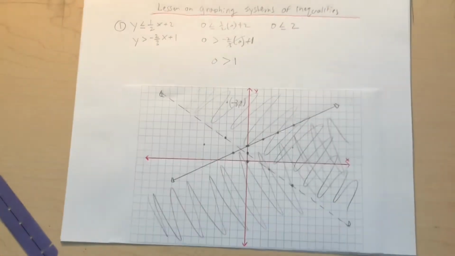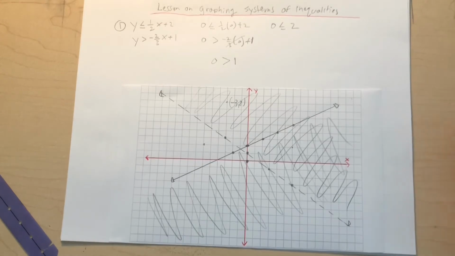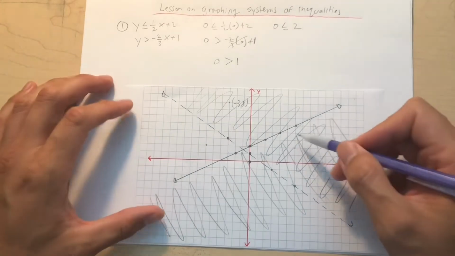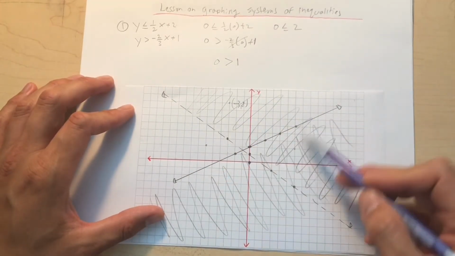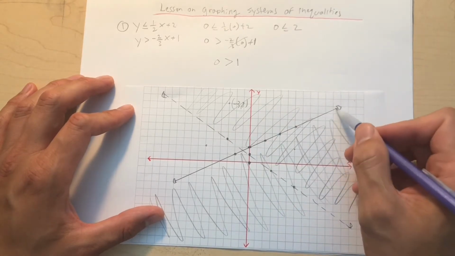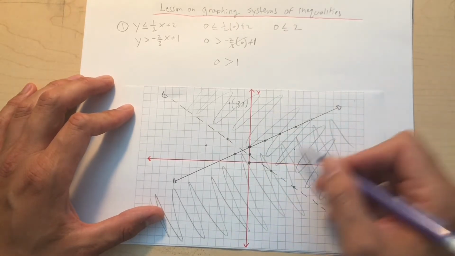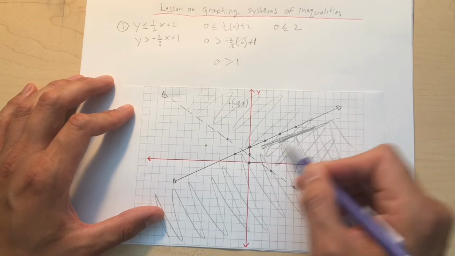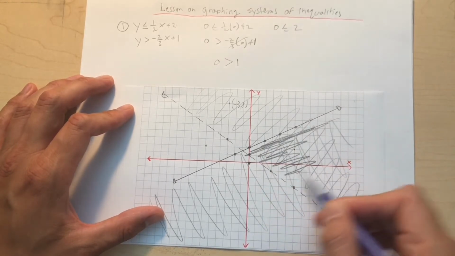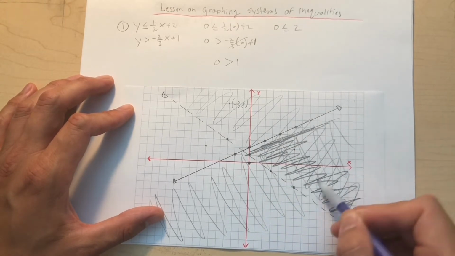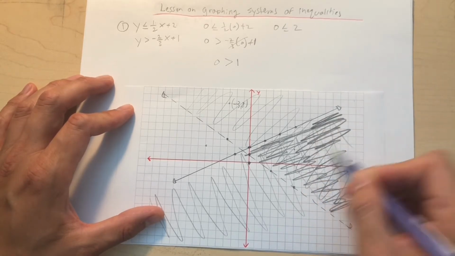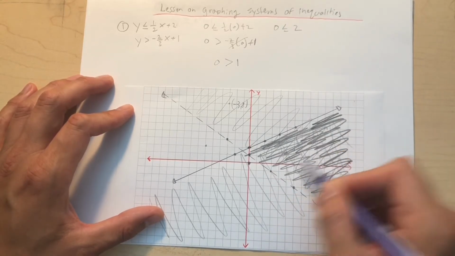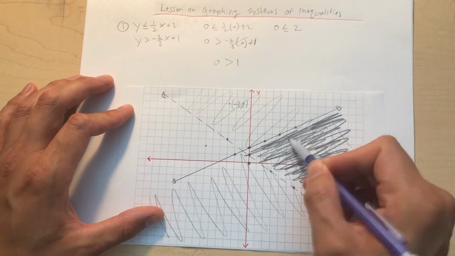Then I go back and look and ask which part has both graphs. This one over here is true for this side and true for this side. So this part right over here is true for both of them. I'm going to go back and shade it, because everything in this part is true for both graphs. And that is my solution to this graphing system of inequalities, because it's true for both of them.